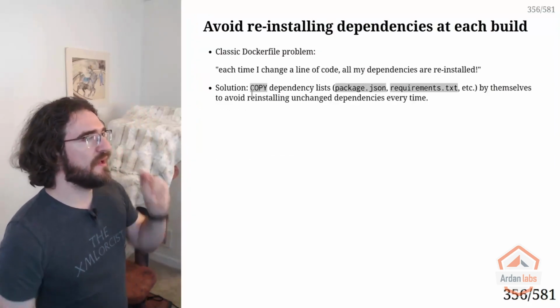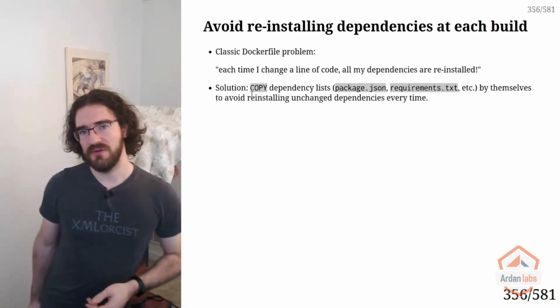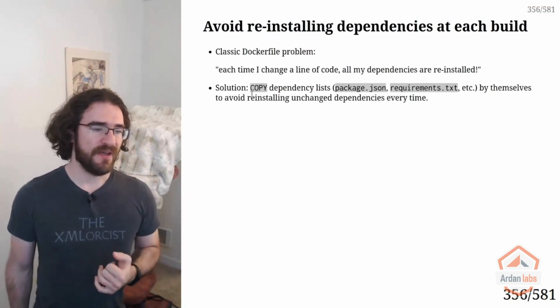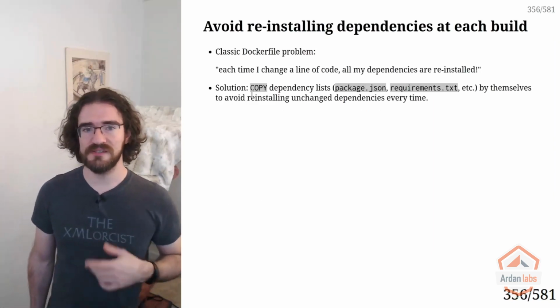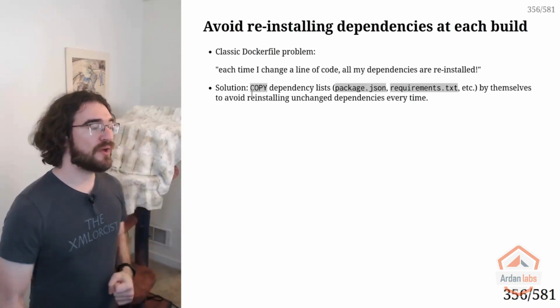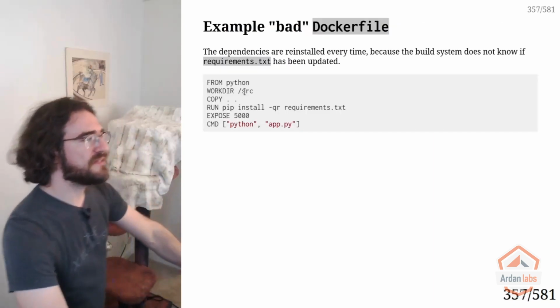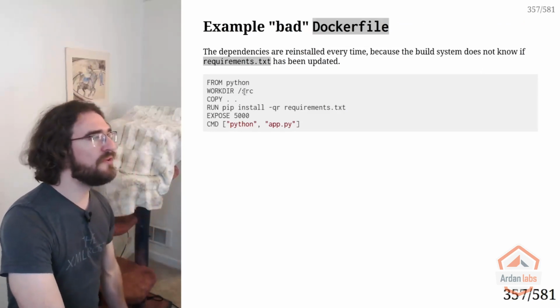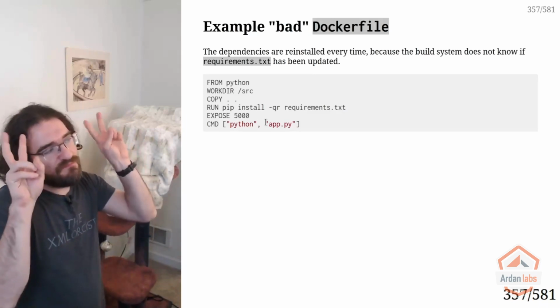What else? We talked about that one a couple of times already. Remember with Java and Maven, we saw how we could avoid reinstalling dependencies every single time. And we're going to see a third example of that. This is an example with Python code. And so here, this is, I would say, a bad Dockerfile.